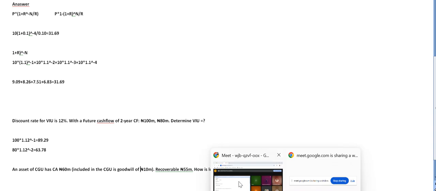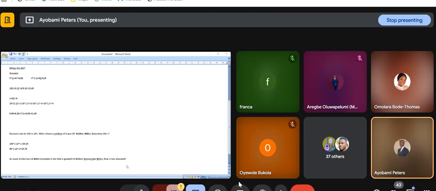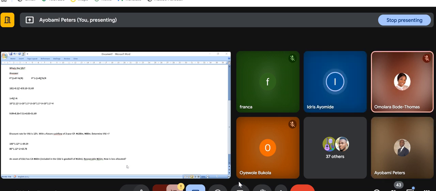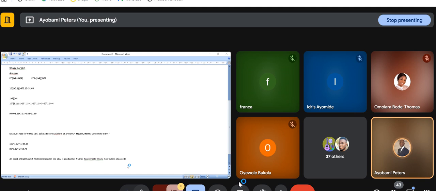is there any impairment? If there is, what is the value of the impairment? That's 5 million. 5 million is the impairment. In other words, the carrying amount is higher than the recoverable value. The recoverable value is lesser than the carrying amount. Do we all agree?